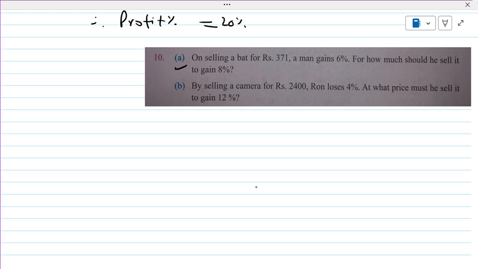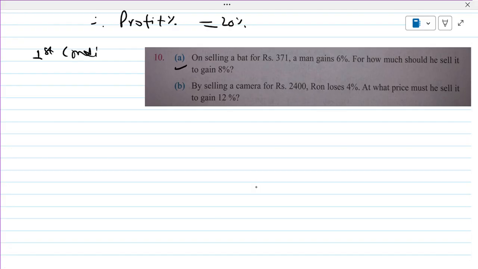And now the second case is created here. For how much should he sell it to gain 8% instead of gaining 6%? What price should he sell it for to gain 8% is asked. So for identifying that, first you have to find the cost price of that bat. So let's go for the first condition.